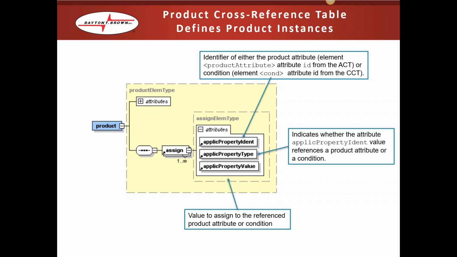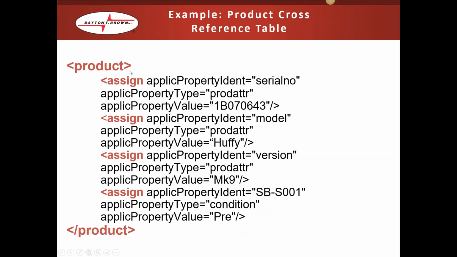All right. So how do we do that? Well, the assign has a thing called product attributes and has an ID that we'll take out of the ACT. Or we can take a condition and that ID out of the CCT. Okay. All right. We have a property type, which indicates what type of thing it is, whether it's a product or a condition attribute. And then this is where we're able to assign product attributes or conditions. All right. So I know that looks a little confusing, and probably the XML looks a little bit better. So we have a product instance, so product here, and we're going to assign 4 values to it to make up this thing. All right.